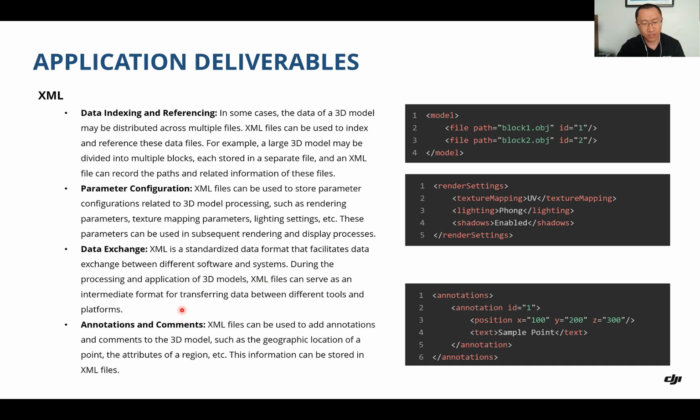The last function is annotation and comments. An XML file can be used to add annotations and comments to a 3D model, such as the geographic location of a point, the attribute of a region, etc. This information can be stored in the XML file.